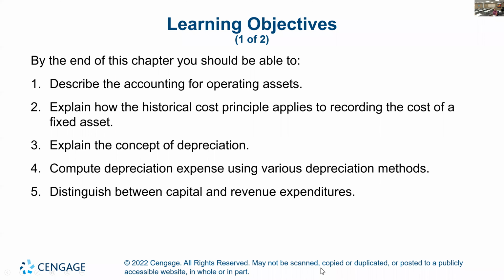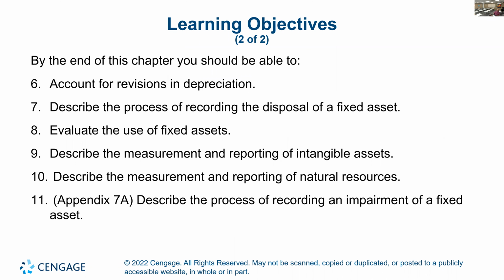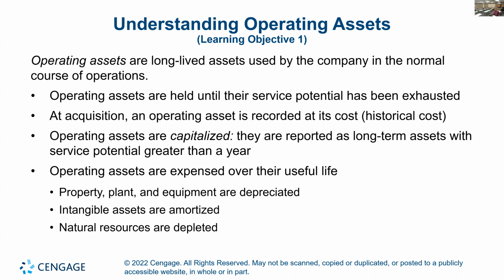Chapter 7, we're going to talk about operating assets. So in this chapter, you should know what an operating asset is. These are long-term assets. Understand some depreciation, being able to calculate depreciation, capital and revenue expenditures. The accounting for revisions and depreciation I've cut out, so you don't have to worry about that. Disposal of fixed assets we're going to do. And then we're not going to evaluate the use of fixed assets. We're not going to do the financial statement evaluation. And yes, we'll talk about the reporting and the book value and stuff, but impairment is something else we're going to leave out.